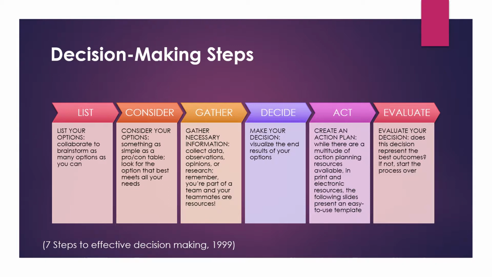Following these 7 simple steps can make your collaborative decision-making process more data-informed, effective, and efficient. When creating your action plan, consider using the template on the following slides as a starting point. For more templates and information, go to What Works Clearinghouse and enter Action Planning in the search field in the upper right-hand corner.